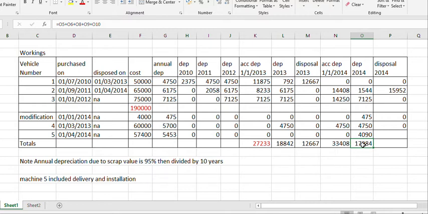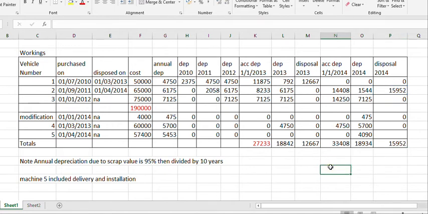Let me see. Oh yeah, I've got the wrong number here. Depreciation for 2014 should have been 5,700, not the 4,750, which I said is back here. The annual depreciation is 5,700. So 18,934, and then the disposal of vehicle number 2 is this number here.